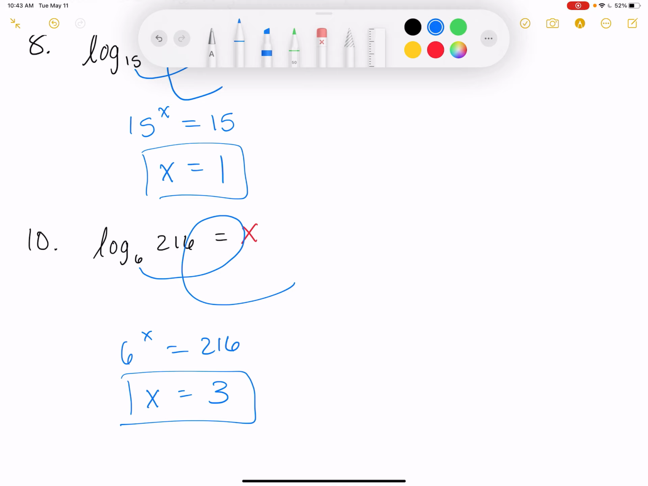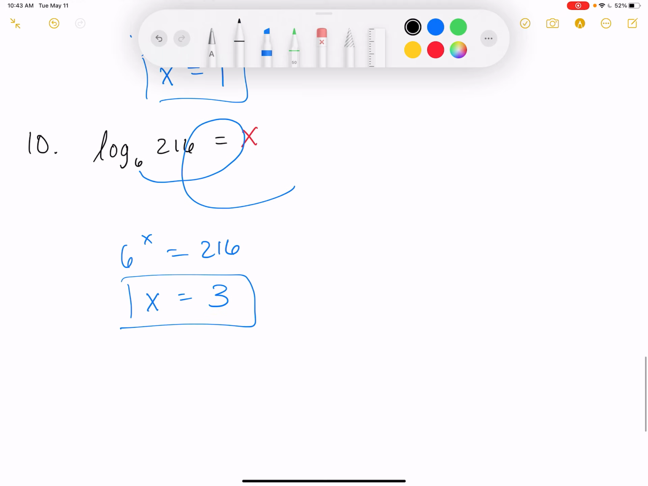How did you get x equals 3? 6 squared is 36. Multiply by another 6 because that's not 216 yet. And when you do that, you get 216. So you just keep multiplying until you get the answer.